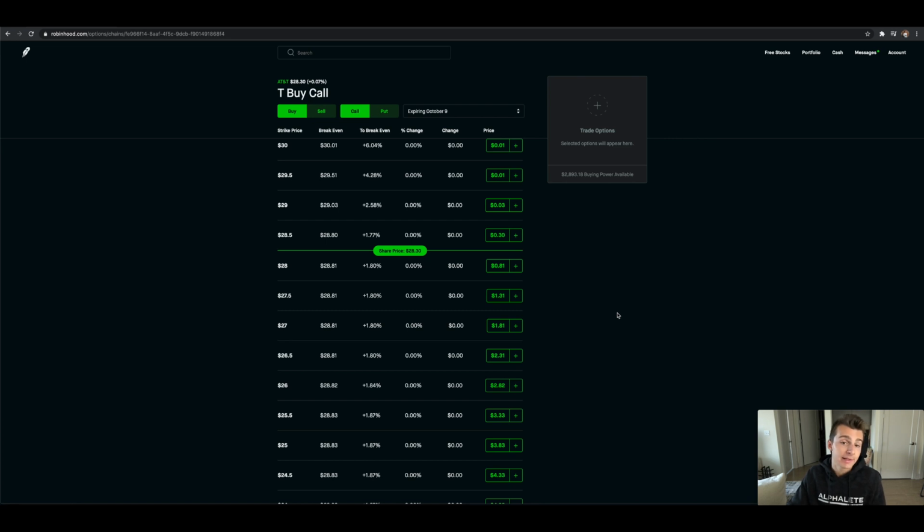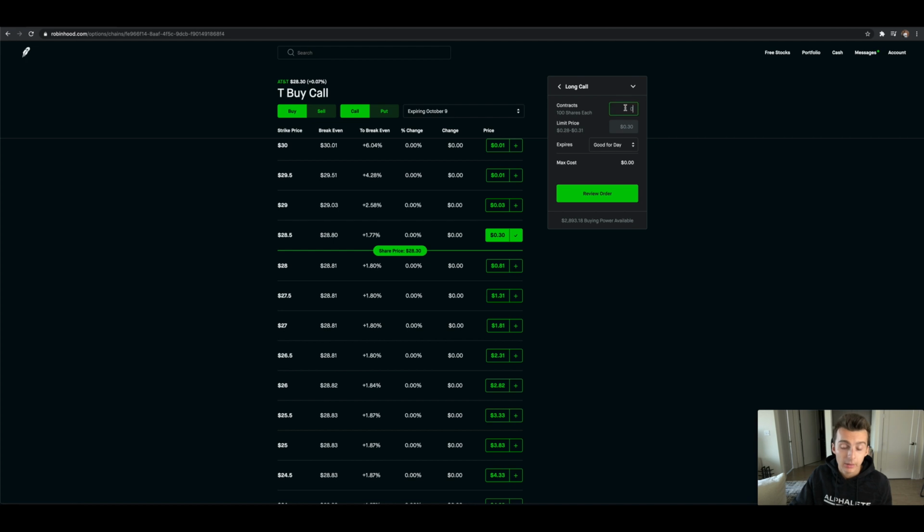Now, if you do anticipate a move in AT&T, or maybe you want to play a longer term play in AT&T, take a look at this. The stock price is at $28.30. Let's say I want to buy a call, and I'm going to buy this call at $28.50 for 30 cents. Now we go through here and I want to buy one contract. One contract at 30 cents is only going to cost me $30. And so this is how you can get started with options with a very, very small account.